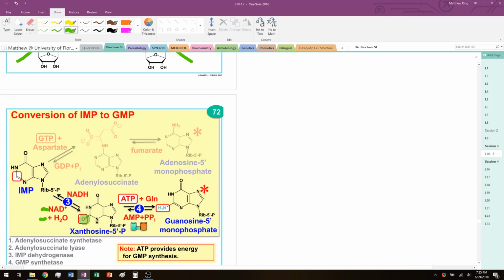So now its oxygen just makes a double bond right here to the carbon, and now all of the formal charges are basically taken care of. This intermediate is called xanthosine 5' phosphate. You don't really need to know this intermediate. There's no star next to it, thankfully.